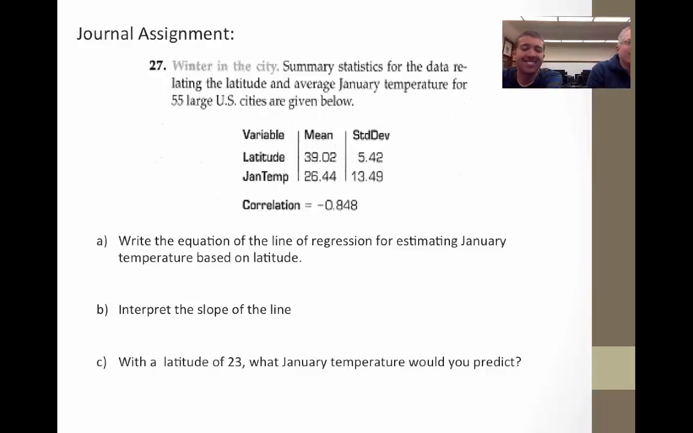So use the formulas, and you may have to go back a few frames and see the formulas. Use the formulas to write the equation of the regression line. You're going to interpret the slope. It should say on average something something something. And then make a prediction. Super. All right, see you guys later.